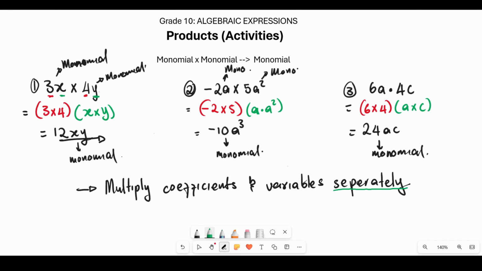We're for sure going to get more activities when we do the previous question papers. But for now, this is the whole idea of multiplying a monomial with a monomial to result in a monomial.